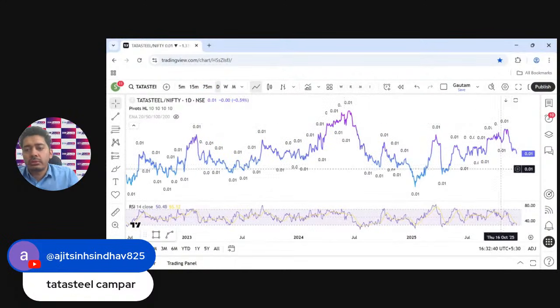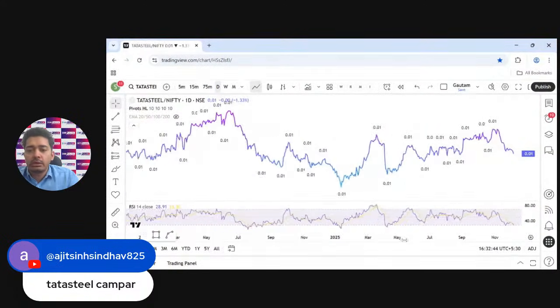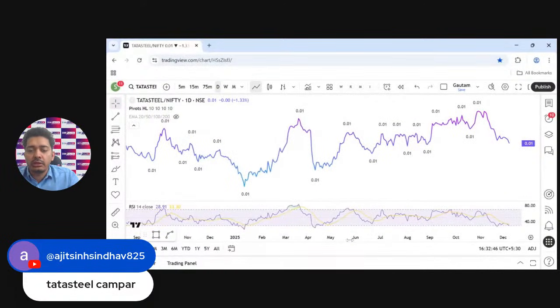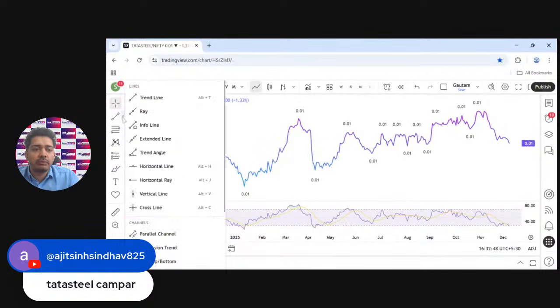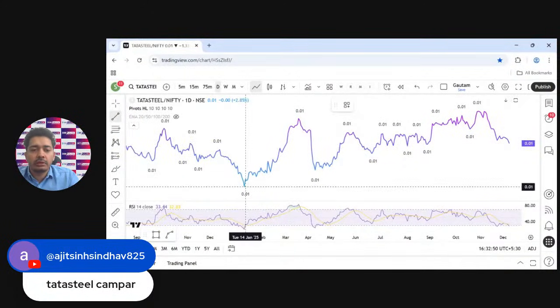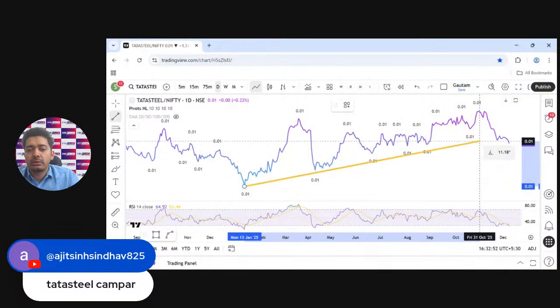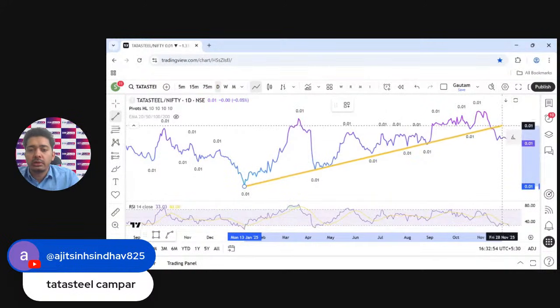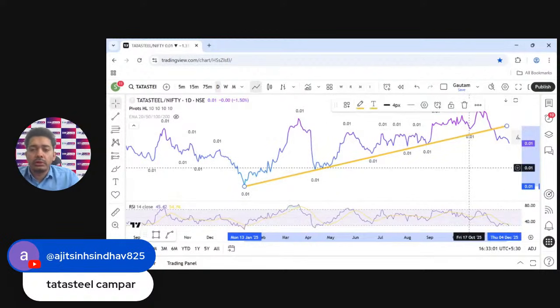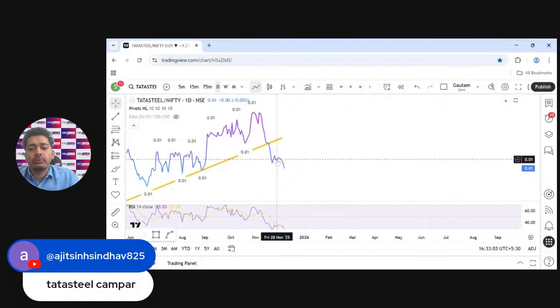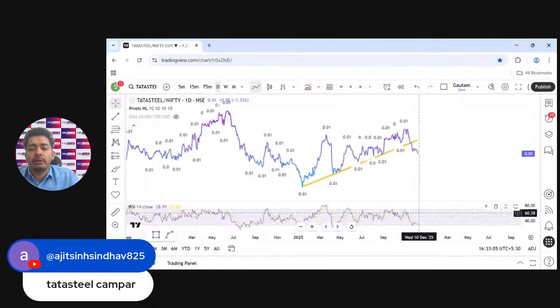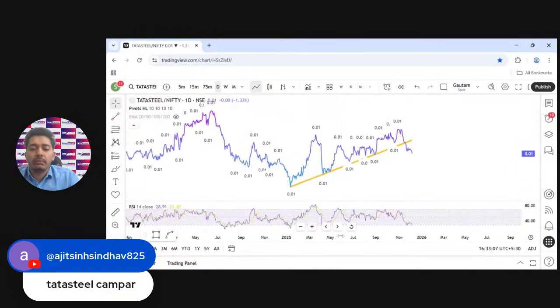So this is a basic comparison of Tata Steel versus Nifty. In terms of that, you can clearly see Tata Steel, after outperforming to a large extent, has come under a bit of pressure in the last few trading sessions. You can clearly see a breakdown in the trend of Tata Steel versus Nifty. What you can do is, within that also you can compare Tata Steel with the metal index also.